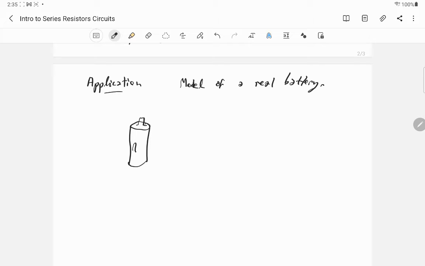So here is a real AA battery, right? And if you use it to, say, run a little light bulb, so this is meant to indicate the filament of a light bulb, so it's encased in glass.